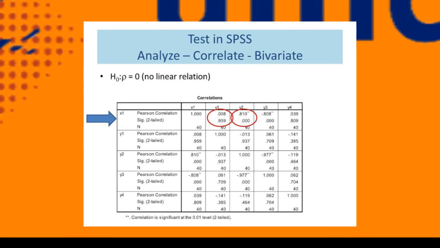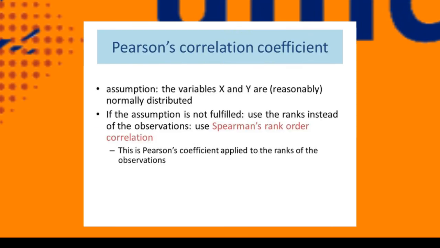For the test on Pearson's correlation coefficient to be valid, we assume that both variables have a reasonably normal distribution. If this assumption is not fulfilled, we can use Spearman's rank order correlation coefficient. In fact, it uses the same formula as Pearson, but it's applied to the ranks of the observations instead of the observations themselves.